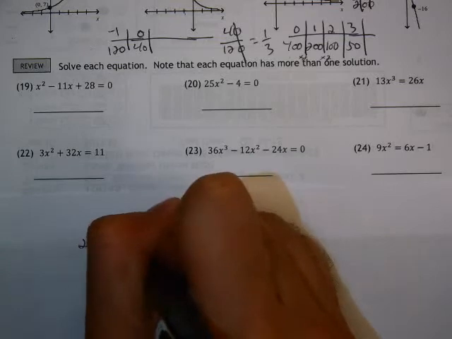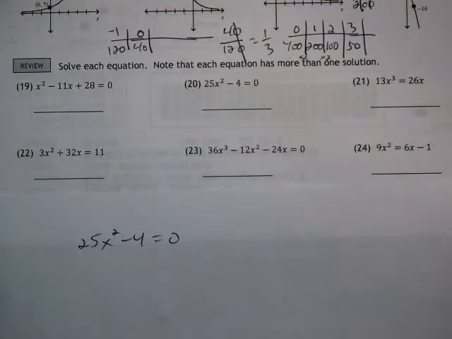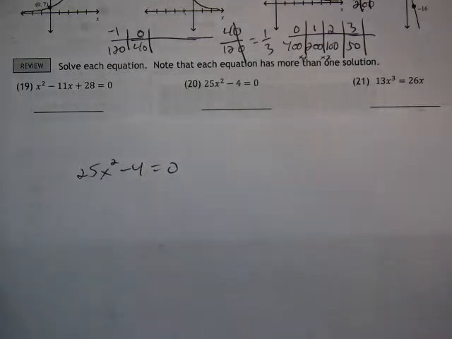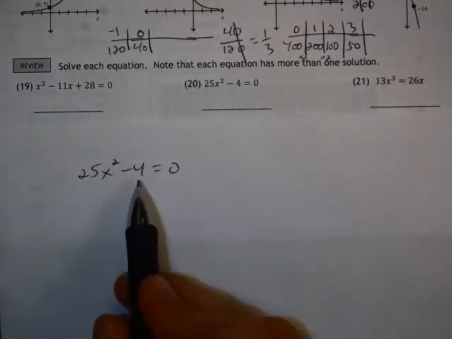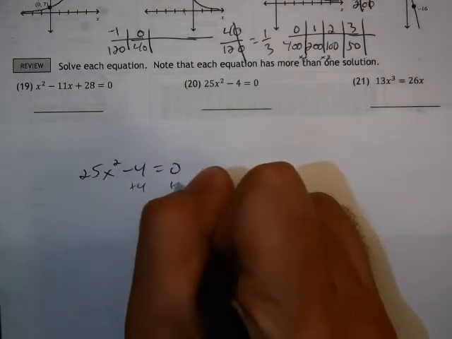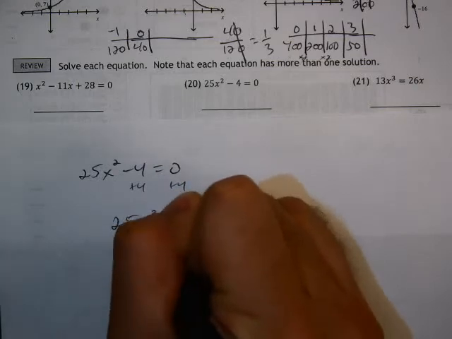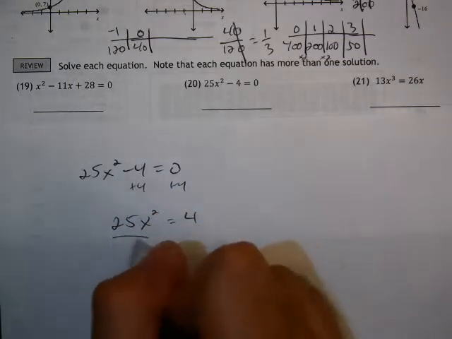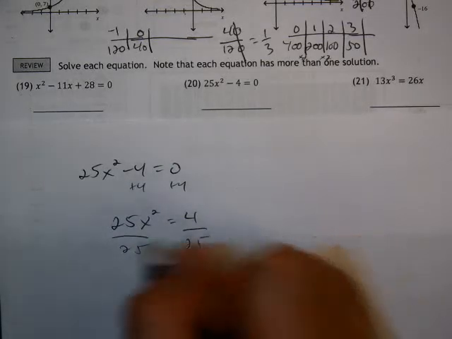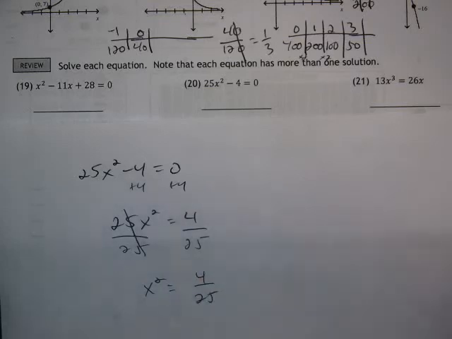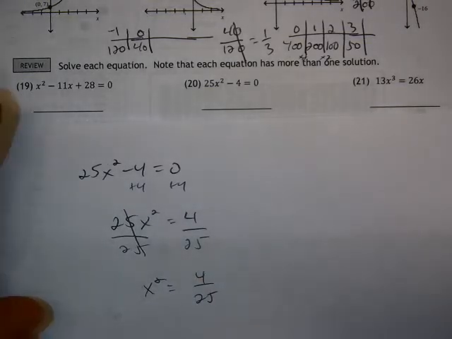25x squared minus 4 equals 0. And to solve this, if this 4 had an x, it would be a lot more difficult. We'd have to do some factoring, maybe even quadratic formula. But because it doesn't have an x, I can move this to the right side of the equation by adding it. So I get 25x squared equals 4. And then I can divide by that coefficient 25. That cancels, gives me x squared equals 4 over 25. And you can't reduce 4 over 25.